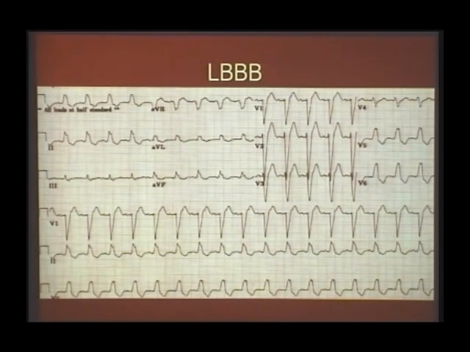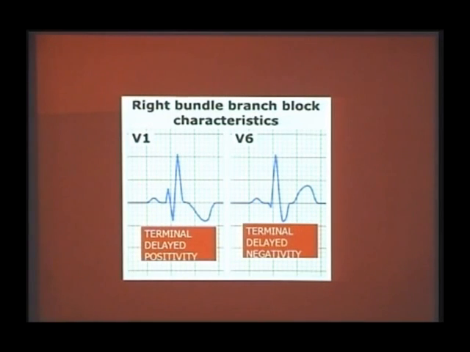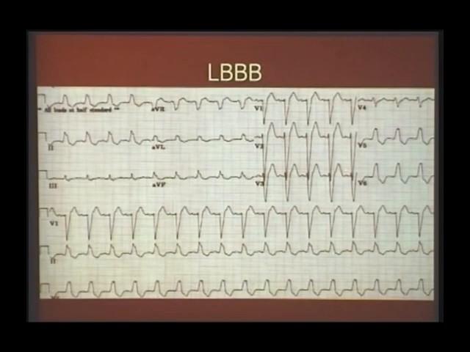Left bundle branch block. Similarly for this one you can see here. Where was the terminal positivity? In the right sided lead. So it's a right bundle branch block. It's so easy to diagnose, provided you understand the concepts of how the impulses are going in left bundle branch block. So what about the T wave change?